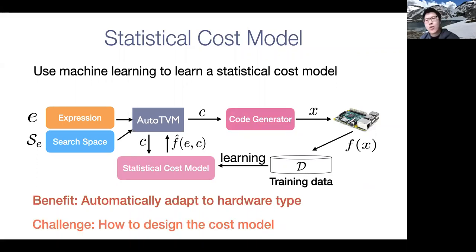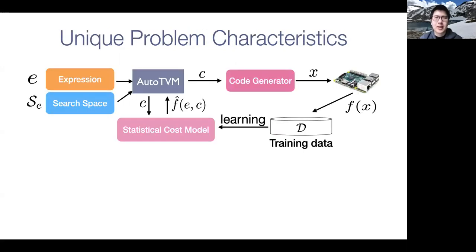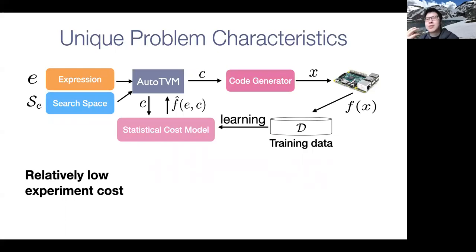Of course, there's one remaining challenge, which is how do we design an effective cost model that is used in the learning process. If you look at this problem, it looks quite like many other problem settings in machine learning, in particular problems such as hyperparameter tuning or Bayesian optimization. On the other hand, this problem offers a few quite unique characteristics. First of all, we have a relatively low experimentation cost. To profile each program run on the target hardware costs you about a second.